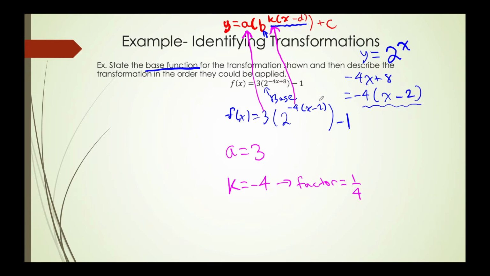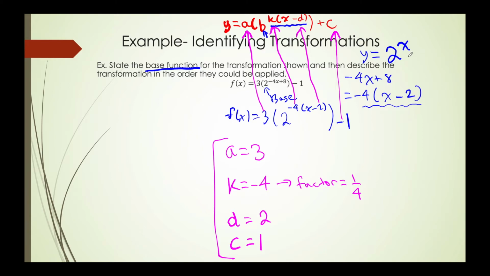Next, we look at our d value, and we notice that our d value is 2. So d is equal to 2, which means that we have moved the graph from 2 to the x in this position 2 units to the right. And finally, our c value is negative 1, which means that we are going to be moving our graph 1 unit down. So now that we have our 4 transformations listed out, we know that all these transformations will be applied to the graph of 2 to the x.